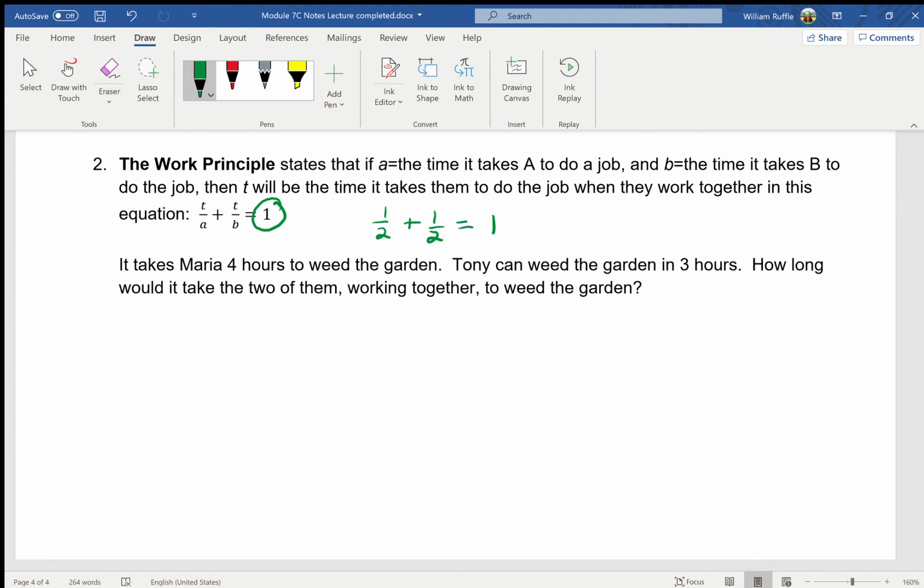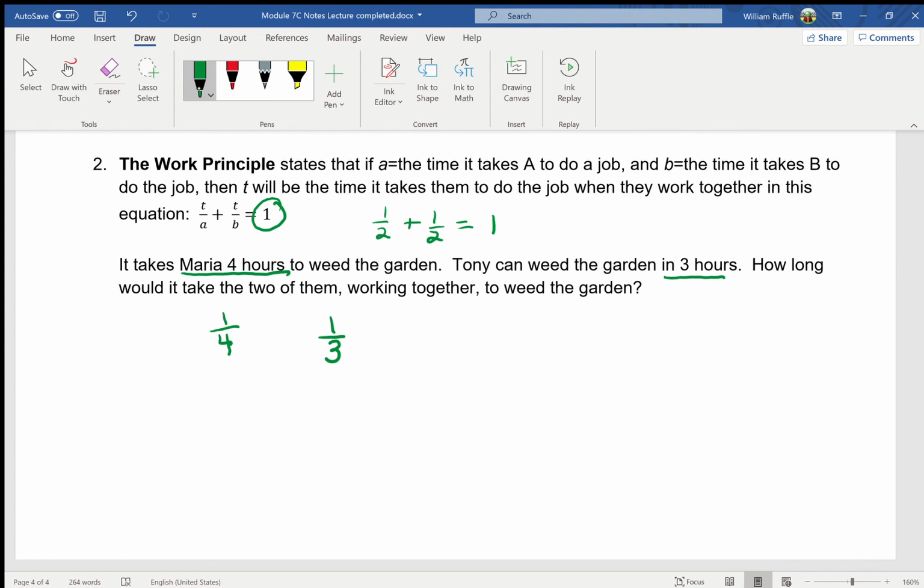Now, people don't always work at the same rate. So when we look at this question, Tony can weed the garden in 3 hours. So his work rate is 1 over 3, because in 1 hour, he will get 1/3 of the job done. If it takes Maria 4 hours to do it, in 1 hour she can get 1/4 of the job done.